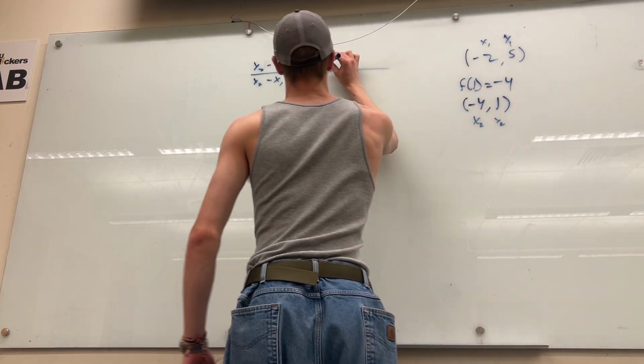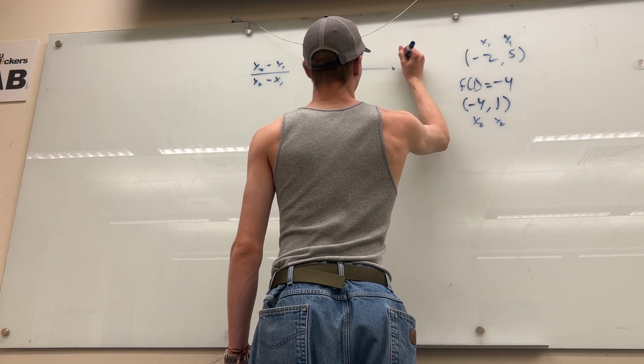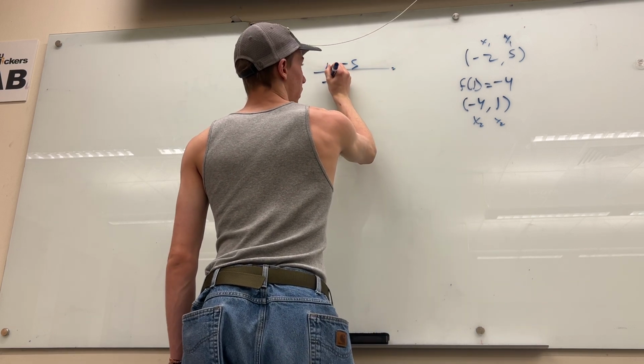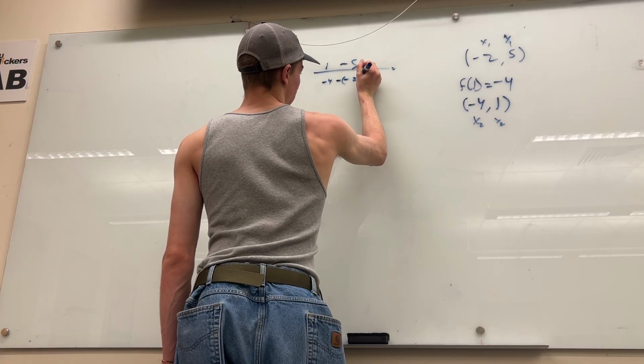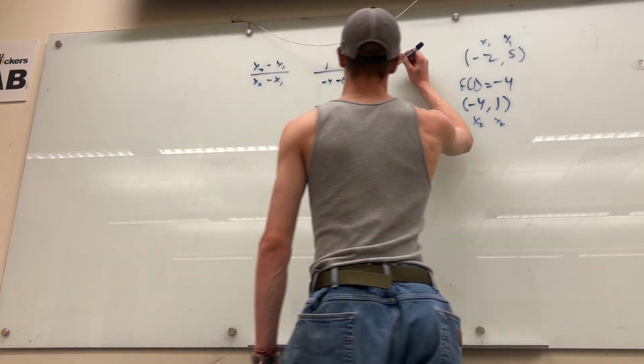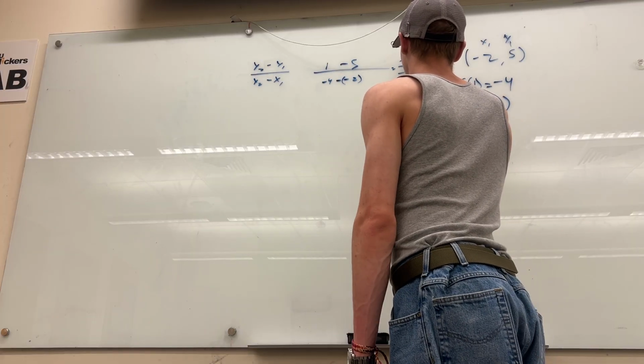So that's 1 minus 5, and -4 minus -2, which is really +2. So -4 plus 2, that is -2 and -4.